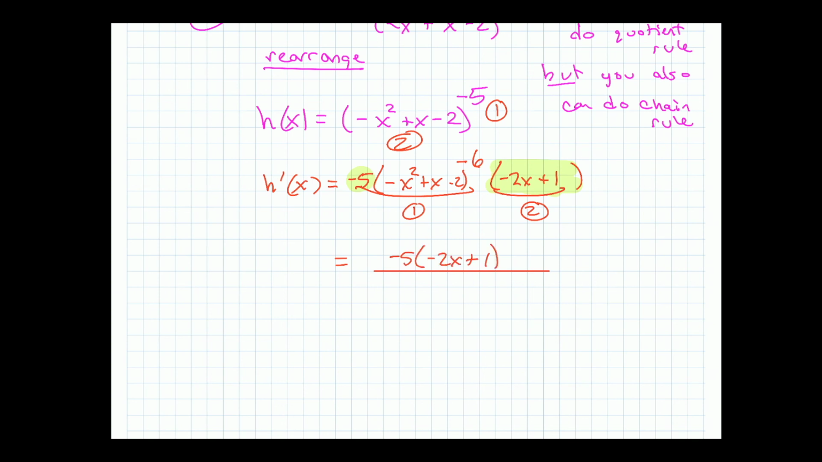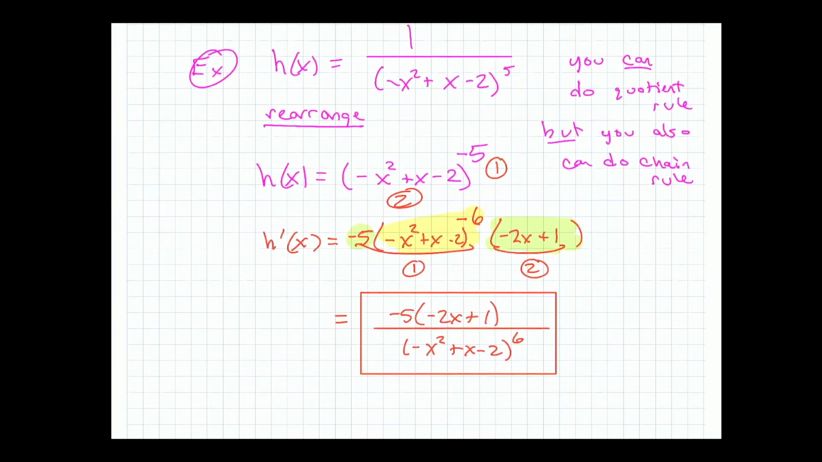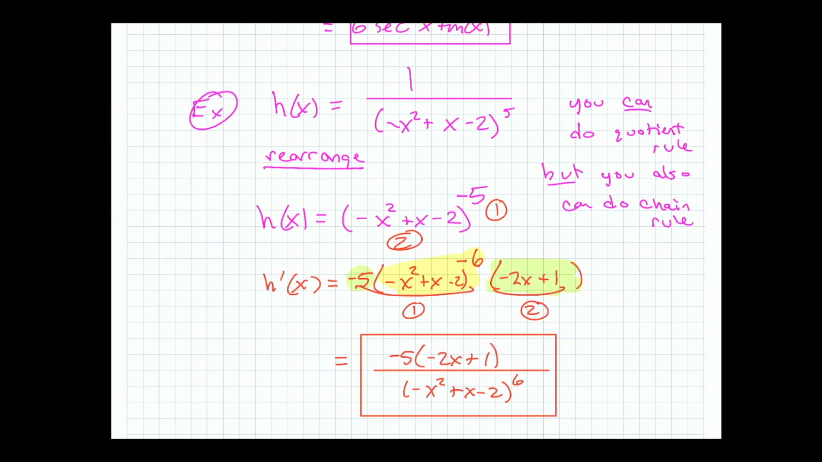And then in the denominator, you have this because it's a negative 6 power. So if you want to write it in the denominator, it's negative x squared plus x minus 2 to the 6th. And this is a perfectly fine answer. Okay? So you don't have to do the quotient rule on that because you can write it as a negative exponent.